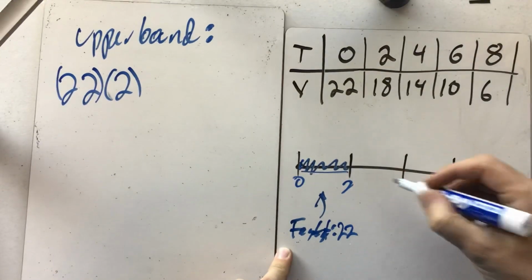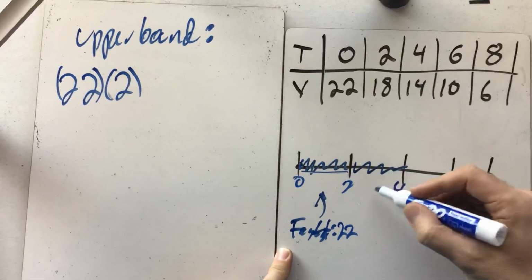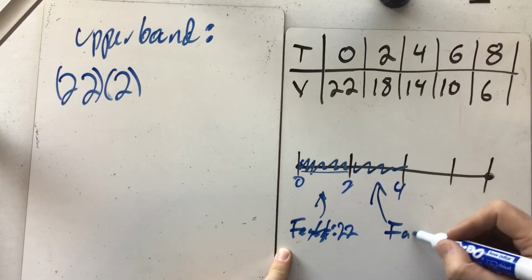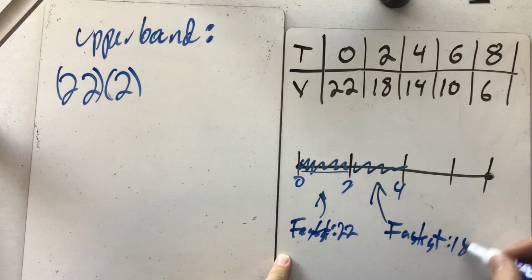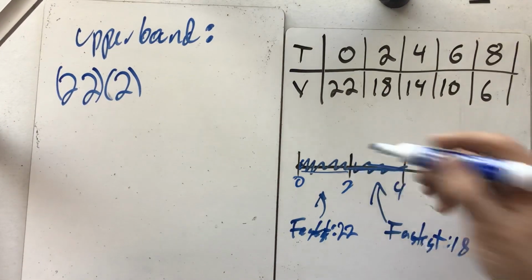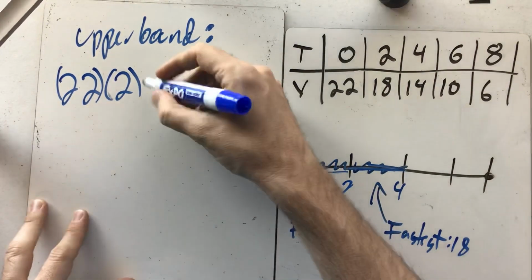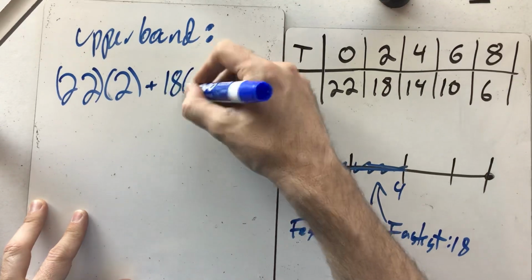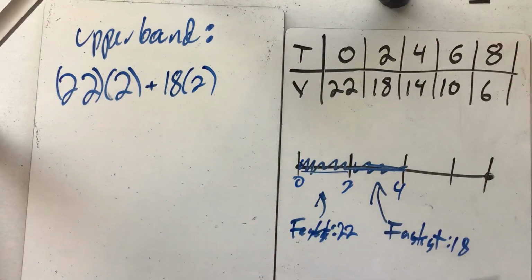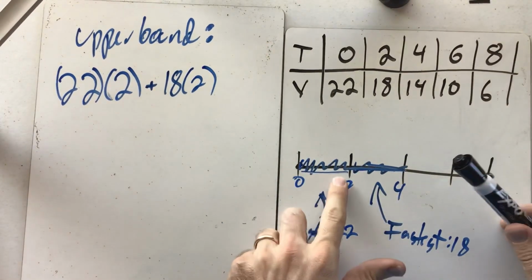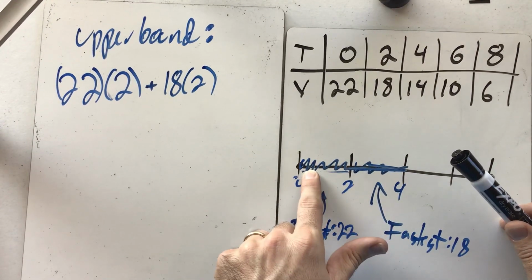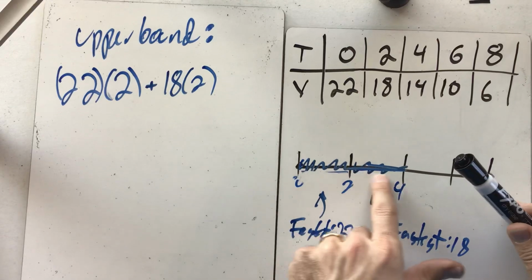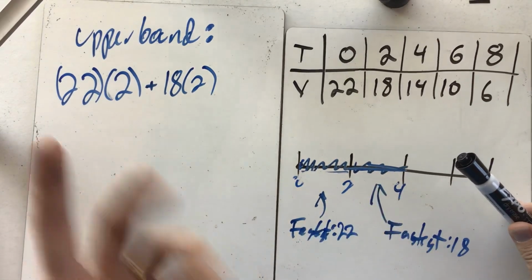Okay. Now let's do the same thing for the 2 to 4 section, and ask what is the fastest that it could be going here. The fastest it could be going here is 18. So that's the fastest it could be going on this section. So we'll do 22 times 2, and then for that second section, 18 times 2 is the furthest it could have gone. So 44 feet is the most it could have gone. So it went less than 44 feet in that first 2 seconds, and it went less than 36 feet in the next 2 seconds.